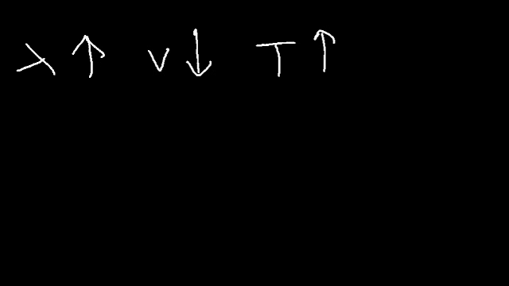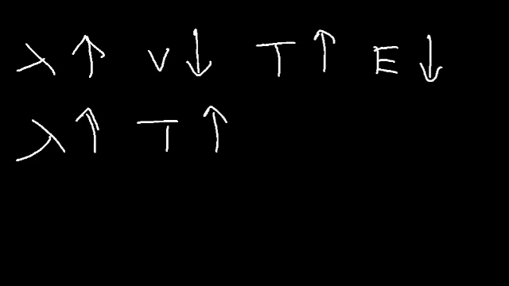The wavelength is inversely related to the energy. As the wavelength goes up, the energy goes down. So wavelength and period are directly related, and the frequency and the energy are directly related.